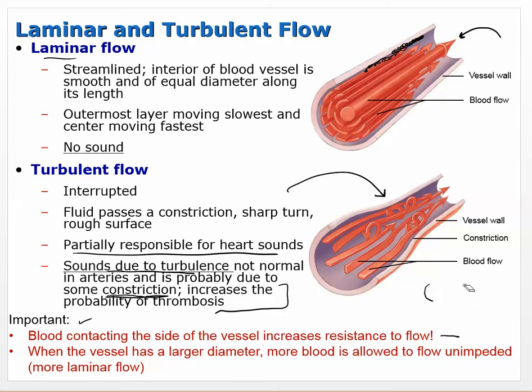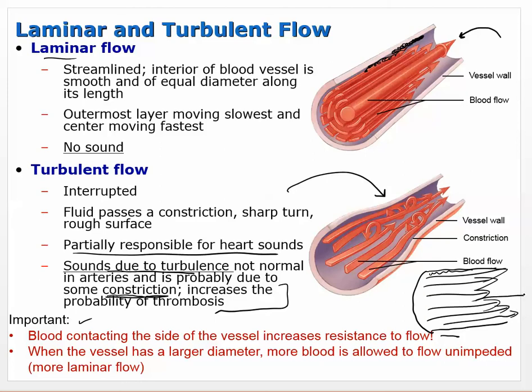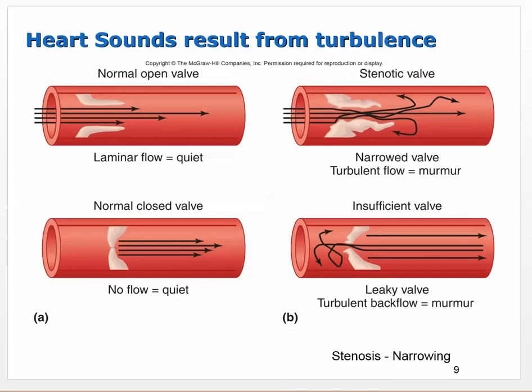But when that blood vessel is huge, yes, you still have some resistance along the vessel wall, but you've got a whole lot more of that middle area, and so you have a whole lot better flow. And this is one of the reasons that increasing the diameter of a blood vessel really increases the amount of flow it's capable of and will decrease pressure when we make those bigger. Okay, so heart sounds result from turbulence.